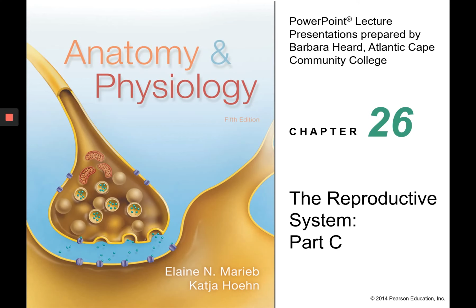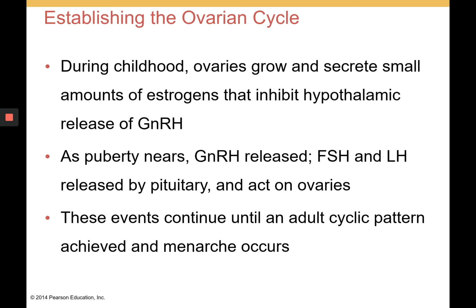26 by looking at Part C of the reproductive system. So first, let's talk about how the ovarian cycle is established.